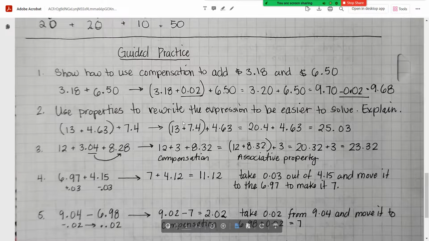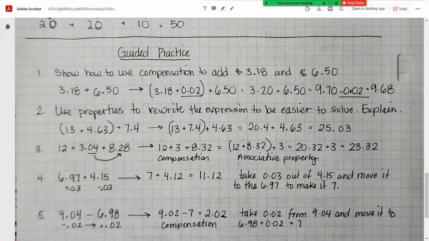So if you work through this question, the 13 and the 7 made a 20. And then that 0.4 also stayed on the number. So 20.4 or 20 and 4/10. Then I added my last number, 4 and 63/100.